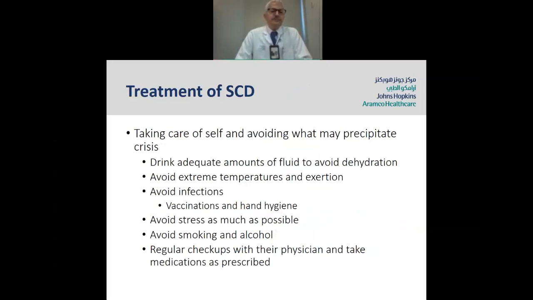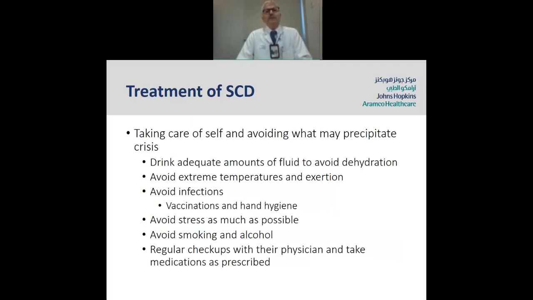How do you treat it? The treatment of sickle cell disease should have more than one aspect. One is to try to prevent the problem. And one of them is taking care of self and avoiding factors that may precipitate crises or episodes of severe suffering, like pain or acute syndrome, these acute episodes. Not all of them can be avoided, but if one takes care of self, it does decrease them, like making sure to drink adequate amount of fluid to avoid dehydration, avoid extreme temperature, whether heat or cold, and exertion.